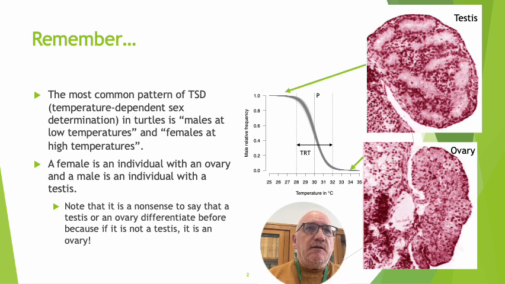So the typical pattern for the species is male at low temperatures and females at high temperatures. An individual is defined as a male if it has a gonad of testis type. It is a female if it has a gonad of ovary type. During development, the gonad is first non-differentiated, then it acquires some characteristics of males or females, so testes or ovary.